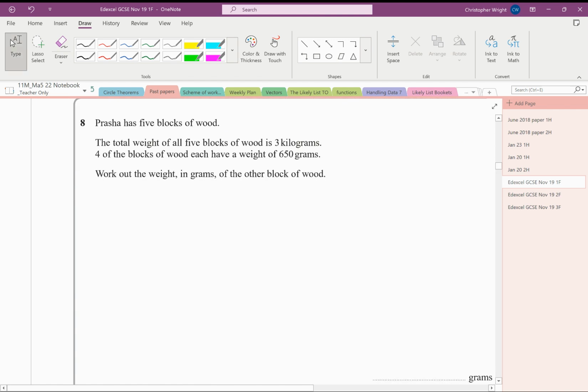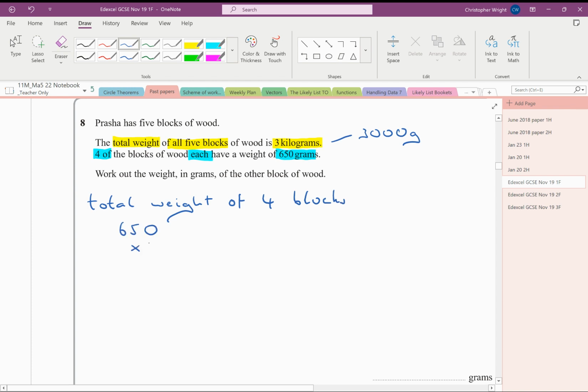Question 8. Prussia has 5 blocks of wood. The total weight of all 5 blocks is 3 kilograms. By the way, while I'm thinking, that's 3,000 grams, isn't it? 4 of the blocks each have a weight of 650. Oh, I could work out their total weight, couldn't I? The total weight of the 4 blocks. Well, that is 650 times by 4.